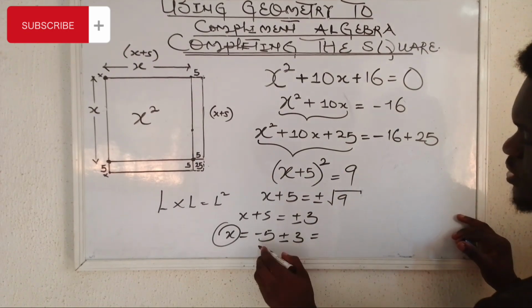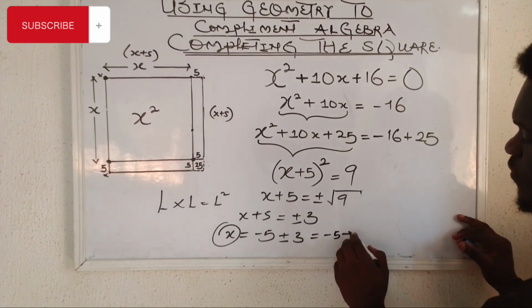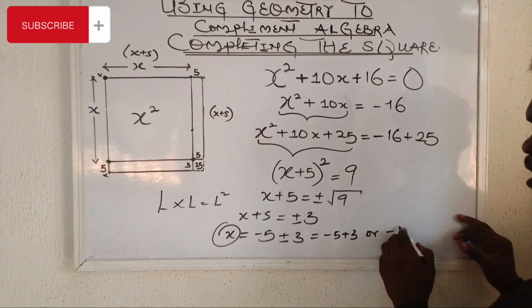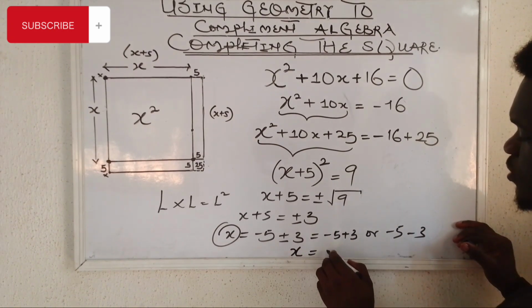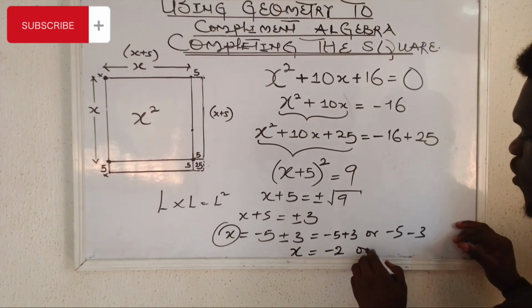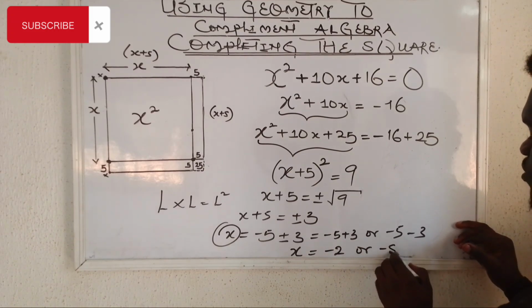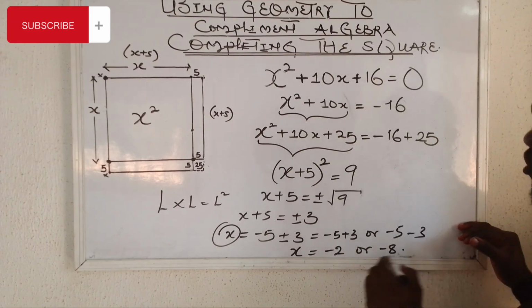So this can be written as minus 5 plus 3, or minus 5 minus 3. And this will result finally in minus 2 or minus 8. These are the solutions to that beautiful question.